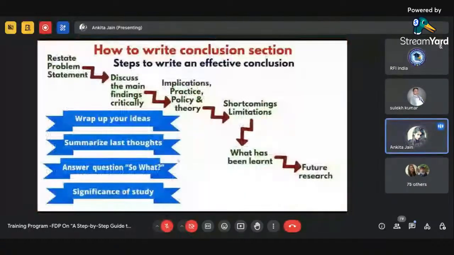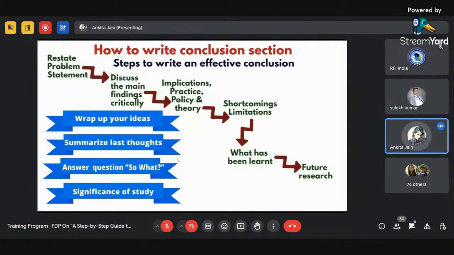So how to write a conclusion? Let's see. The first thing you should do is read the problem statement. Then discuss the main findings critically. Findings you have written, then you can discuss the main findings. Then you should write implications for practice, policy or theory, if you want to say something about it. Any limitations, what has been learned. Then you should always give a future research scope which you could not do in your study.